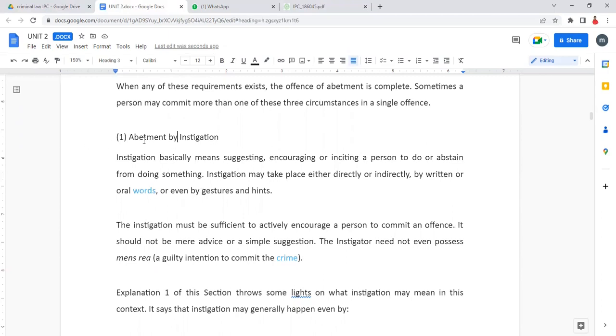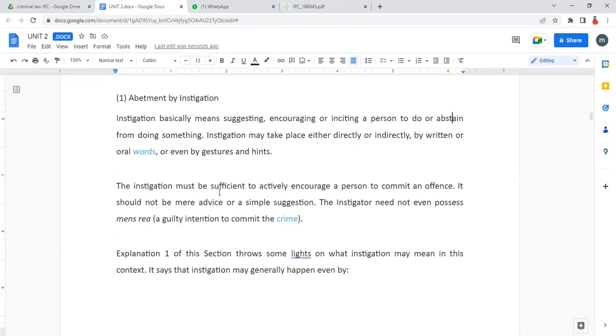The first one is instigation. Instigation means suggesting, encouraging, or inciting a person to do or abstain from doing something. Even abstinence would be considered. Whenever we talk about crimes or wrongs in general, it includes both acts as well as omissions. Instigation must be sufficient to actively encourage a person to commit a crime. It should not be mere advice or a simple suggestion. The instigator need not even possess mens rea.